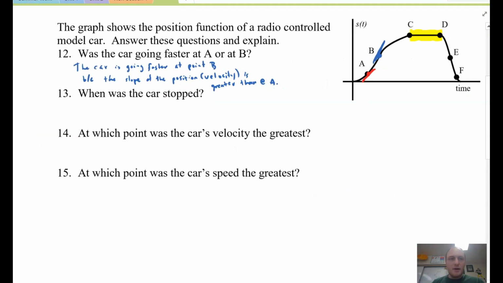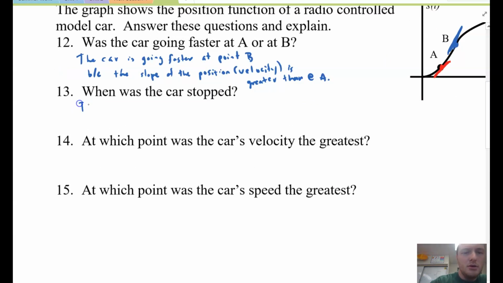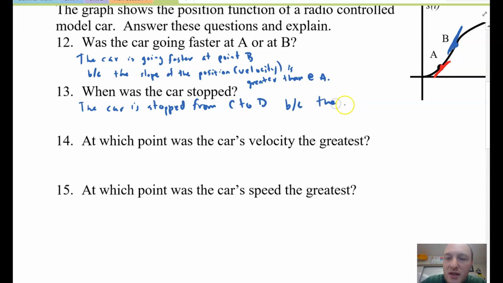Okay, so we'll go ahead and say that the car is stopped from C to D because the velocity, and we know that this is the slope of the position, is 0.